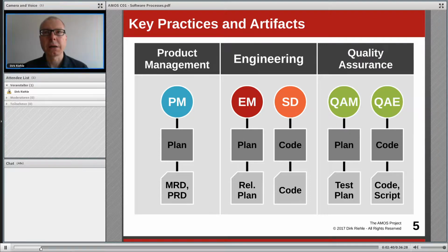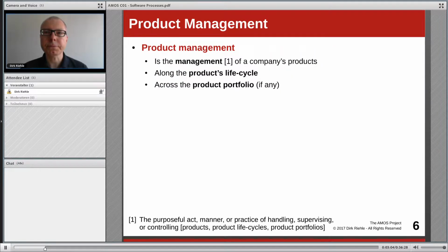A product manager plans the functionality, creates the so-called MRD and PRD for basically the business plan and product specification. Engineering plans the overall release, and developers program, and quality assurance engineers create test scripts, test plans, create bug reports, etc. So let's walk through these functions in a little bit of detail now to see what they originally meant in classic software development, and what they became in agile methods.